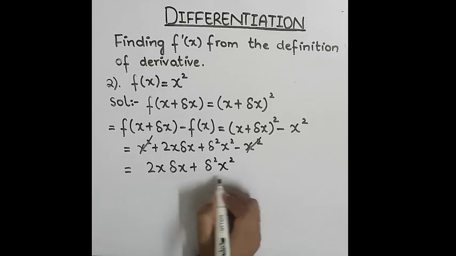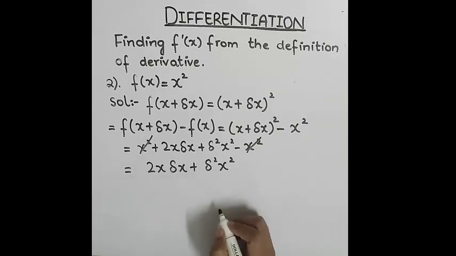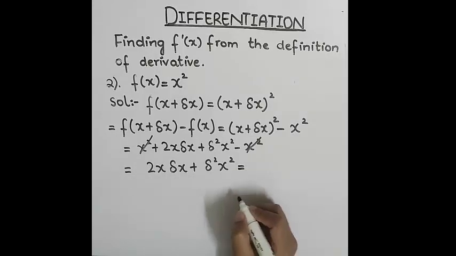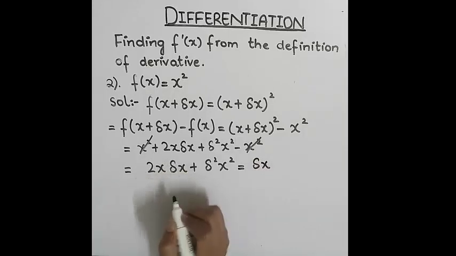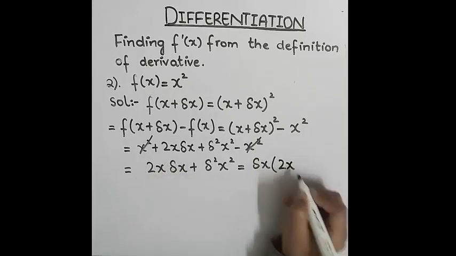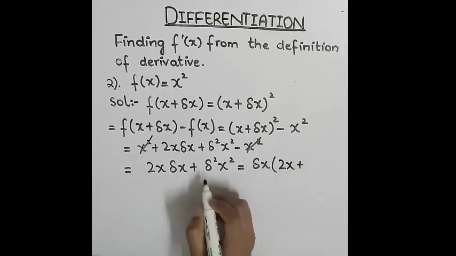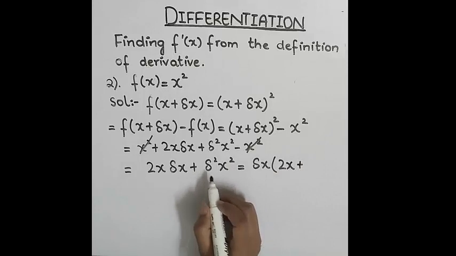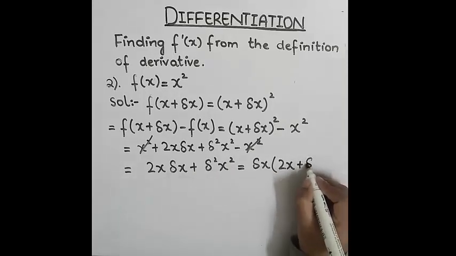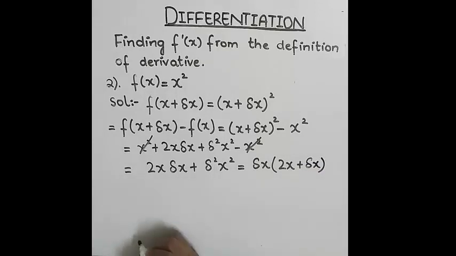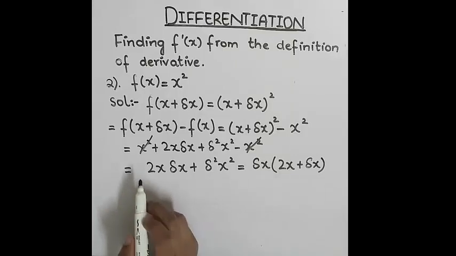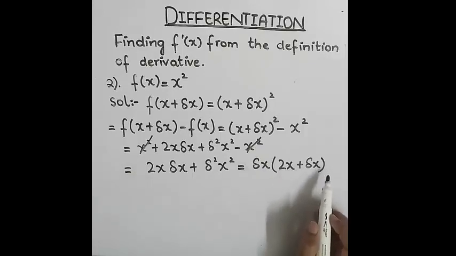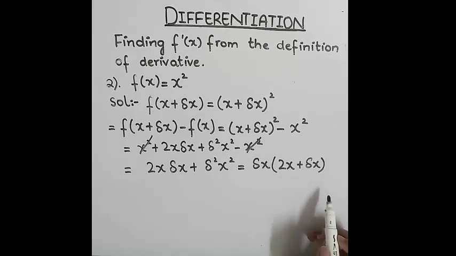Now delta x is a common term in both these factors, so we can take it common. Delta x. When we take delta x common from this term, we are left with 2x plus delta x. When one x and delta x are taken out, we are left with simply delta x. So we have simplified this term. Now step number 3 is to divide this term, this is the answer, so divide this term by delta x.